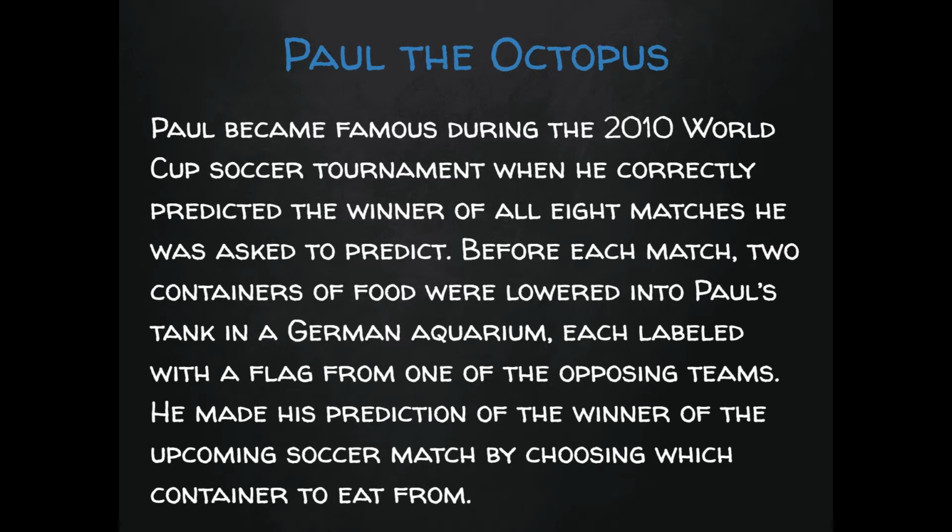Before each match, 2 containers of food were lowered into Paul's tank in a German aquarium. Each was labeled with a flag from one of the opposing teams. He made his prediction of the winner of the upcoming soccer match by choosing which container to eat from first. We want to know, is Paul psychic or is something else going on here?